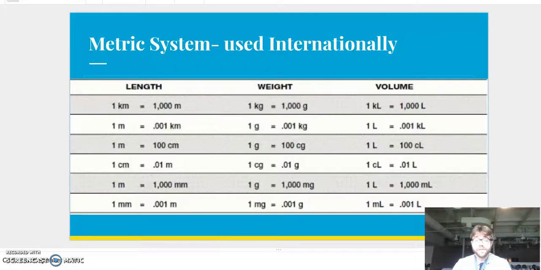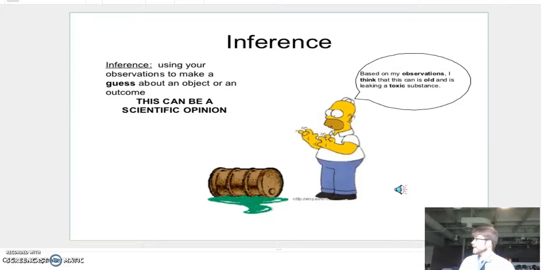Now, after these 3 vocabulary words, we covered a word that was new to a lot of you. And that was an inference. An inference is a guess based off your observations about something that's happening right now, something that's happening in front of you. Now, this can be a scientific opinion. An inference is all about what you think. An inference is not just a random guess. An inference is based off what you see.